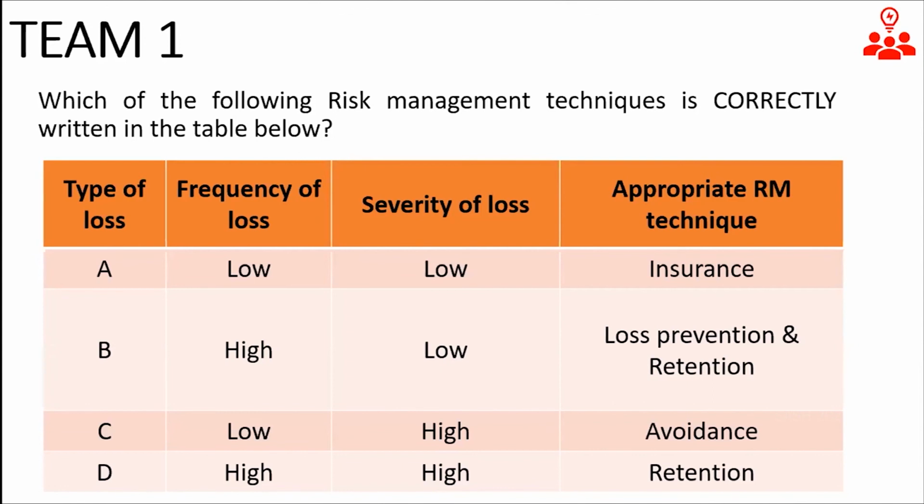Absolutely right. So you get 20 points for that. The rest 3 options are wrong. Do you want to know what is wrong? So when both are high, you need to avoid it. When both are low, you can retain it. And when the frequency is low and severity is high, you try to get insurance for that. So the correct answer as given by team 1 is right. Next, moving on to team 2.